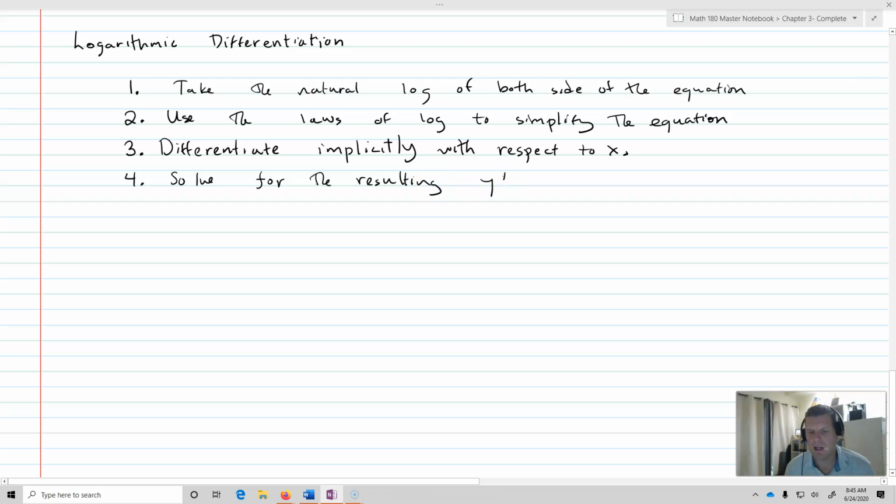So that's the process that we're going to use. First, we take the natural log of both sides. Then we use the laws of log to simplify the equation. Then we differentiate implicitly with respect to x, and then we solve for the resulting y prime. Let's take a look at a pretty simple example.